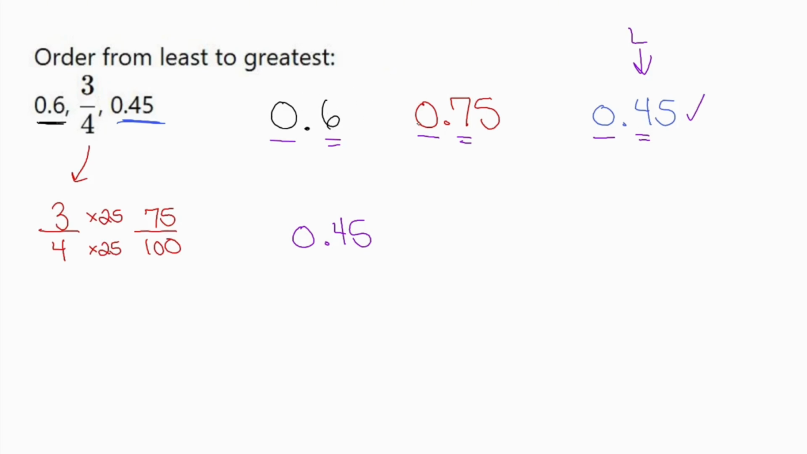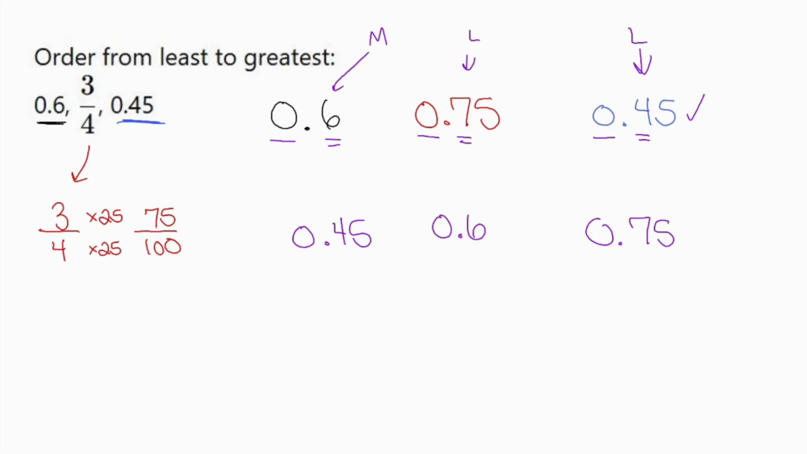Now I take a look at my remaining two. I have 6 in the tenths place value and 7 in the tenths place value. So my middle number is going to be that 6. So 6 tenths is going to be the number in the middle. Finally, my largest value is going to be 75 hundredths.